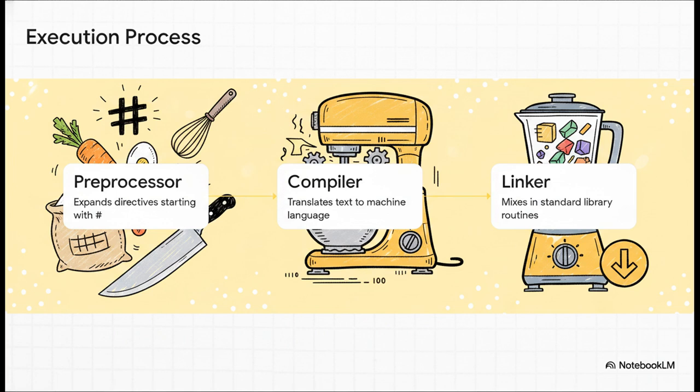First up, the preprocessor preps your ingredients by expanding directives. Those are the statements that start with a hashtag. Next is the heavy lifter, the compiler. It takes your human-readable text and translates it directly into machine language, creating that object code. Finally, the linker acts as the blender. It mixes your object code with pre-made support routines from standard C libraries, fusing the whole shebang into final executable software.